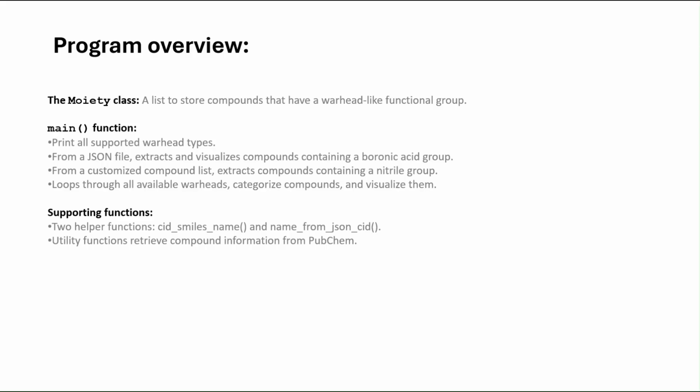Before the demonstration, I'd like to give a brief overview of the program. This program is organized into 3 main sections. The first section is the moiety class. I'll show how the class uses OOP to define each warhead type as its own instance. I'll also highlight the class attributes and the 2 main functions, one that matches SMARTS patterns, and another one that extracts and generates compound IDs, SMILES strings, and compound names from a JSON file. Next, in the main function section, I'm going to demonstrate 4 things the program can do.